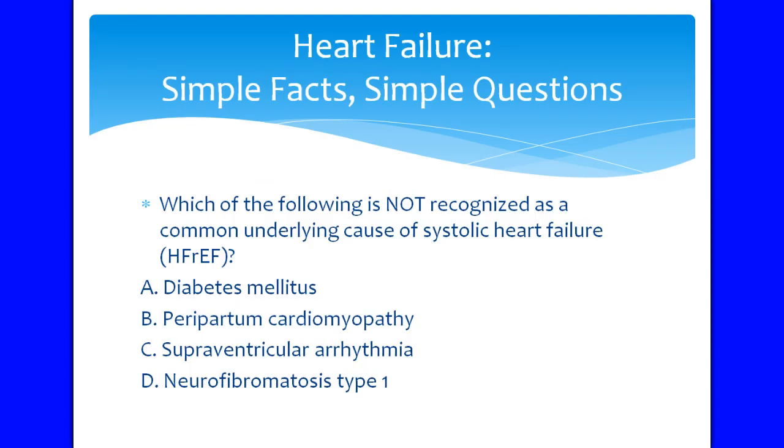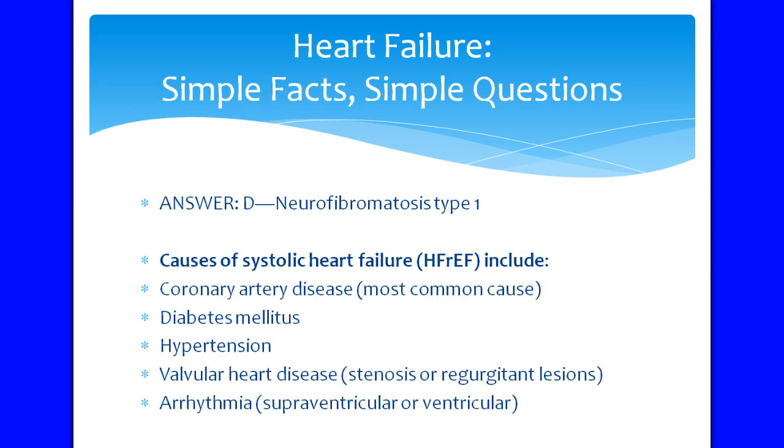Which of the following is not recognized as a common underlying cause of heart failure with reduced ejection fraction? A. Diabetes mellitus, B. Peripartum cardiomyopathy, C. Supraventricular arrhythmias, or D. Neurofibromatosis type 1. The correct answer is D. Neurofibromatosis type 1.